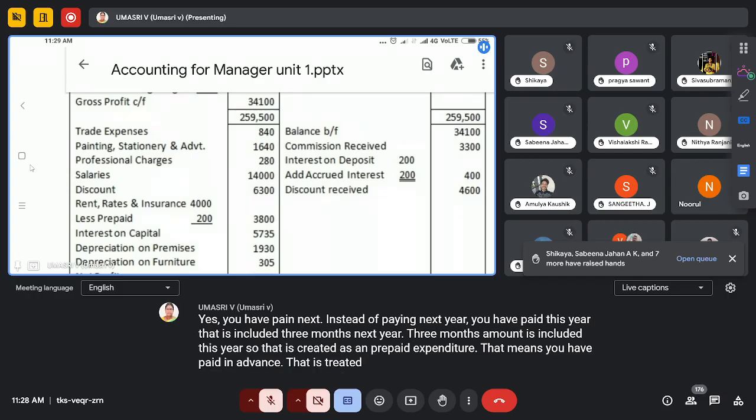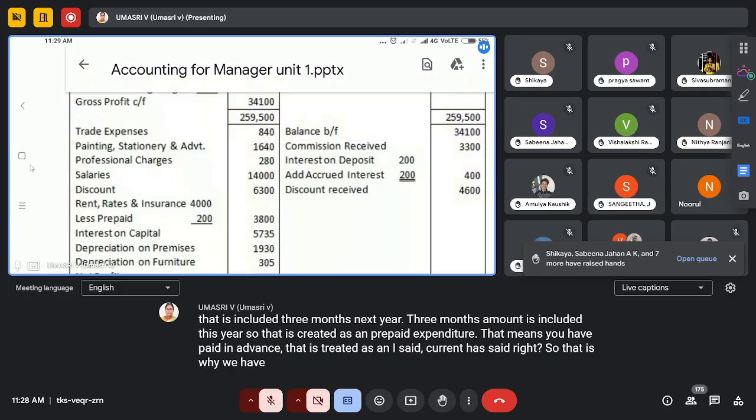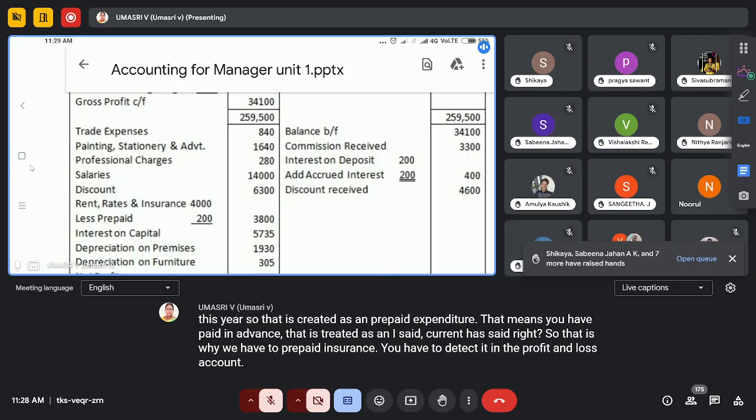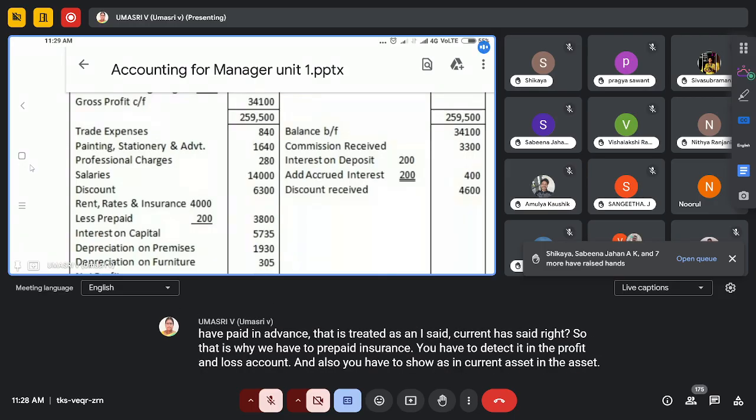That is treated as an asset, a current asset, right? So that is why we have prepaid insurance. You have to deduct it in the profit and loss account, and also you have to show it as a current asset on the asset side.